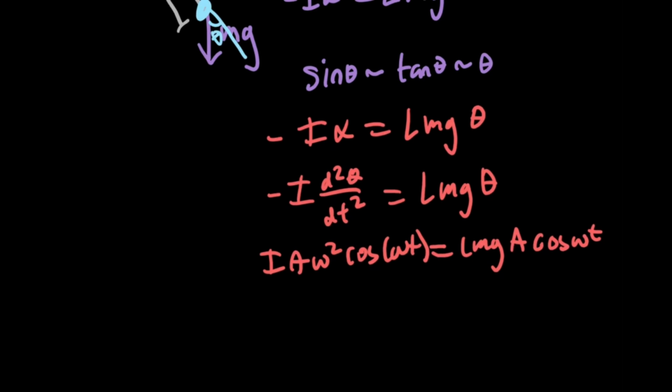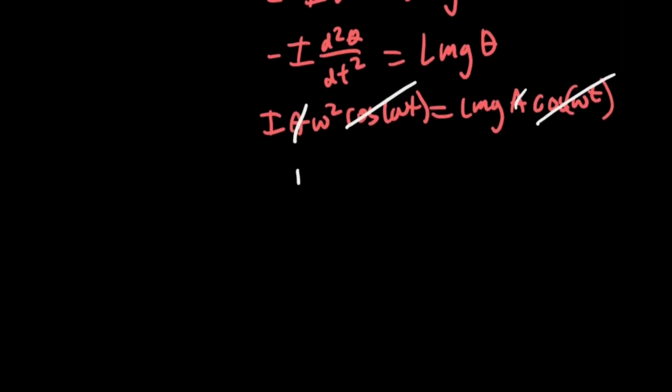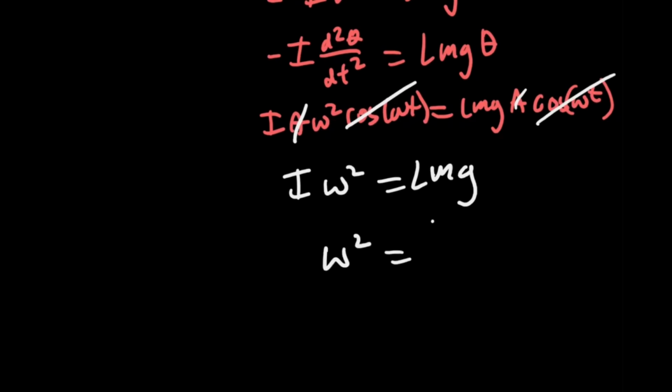So once we've done this, we can see that as with our previous differential equations, we're going to have a bunch of stuff cancel. So there goes our I's, there goes our cosine of omega t, there's our A. So we're going to get I omega squared is equal to L mg. What does this mean? It means that omega squared is equal to L mg over I.